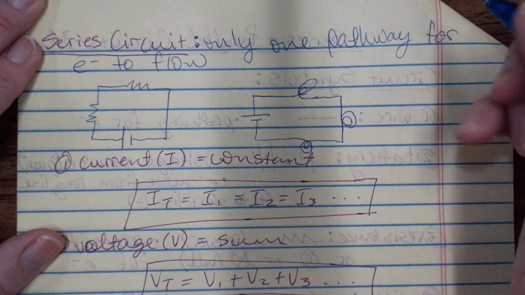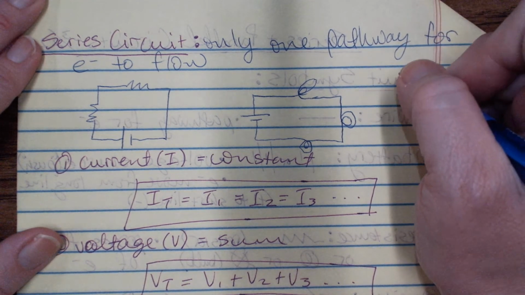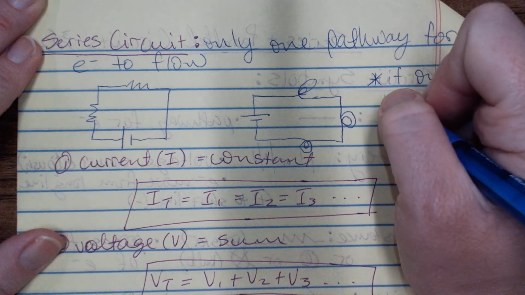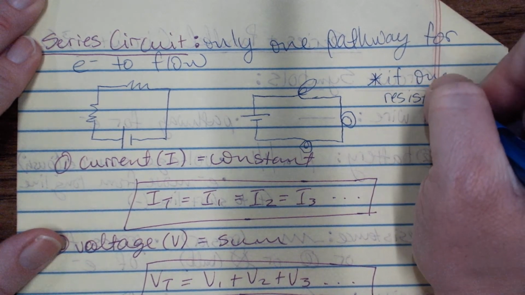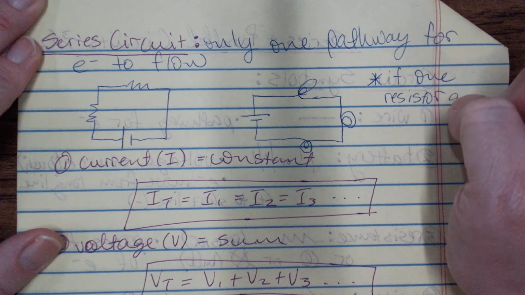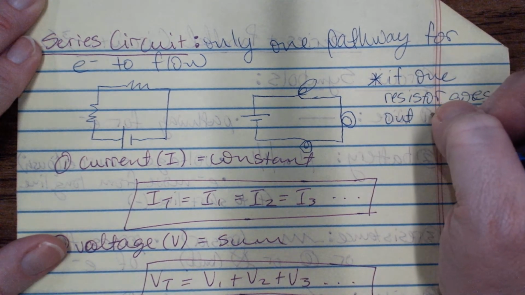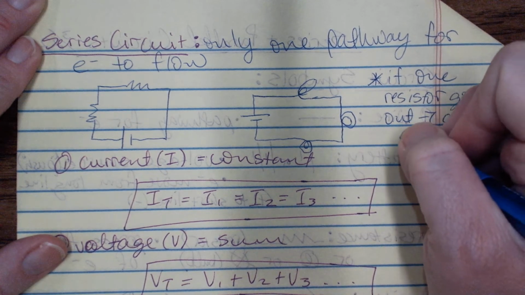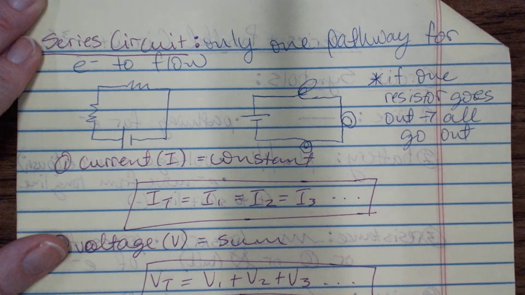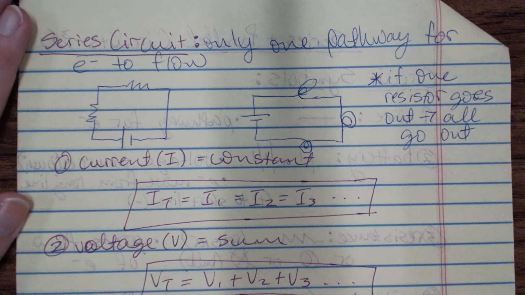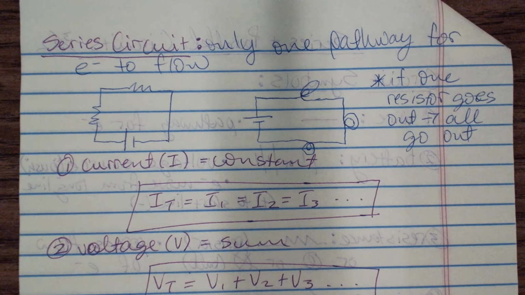Okay. Well, because it's a series circuit, if one resistor or bulb goes out, then they all go out because you've cut off the path for the electrons to flow. Okay, so math is kind of easy for series circuits. Most people like the series the best because they're the easy, they're the baby ones.